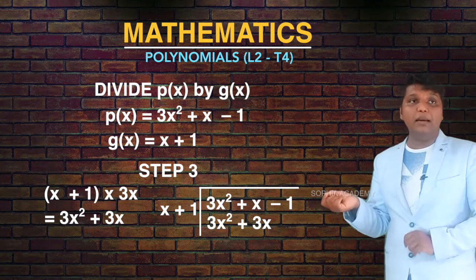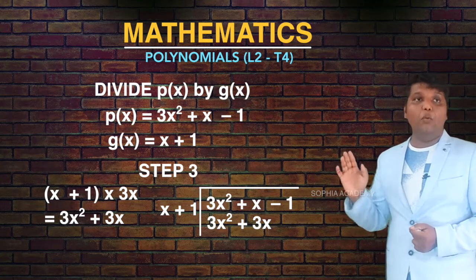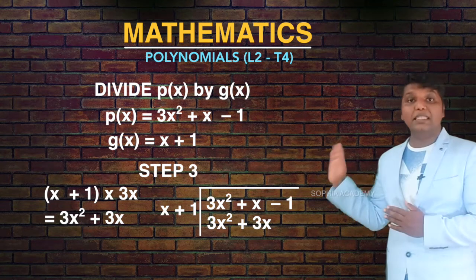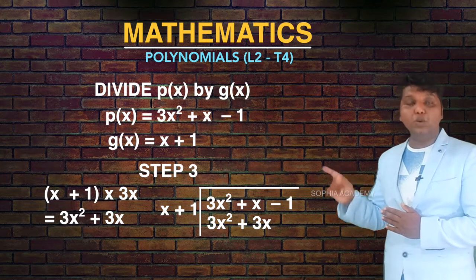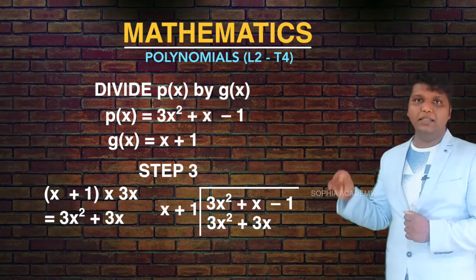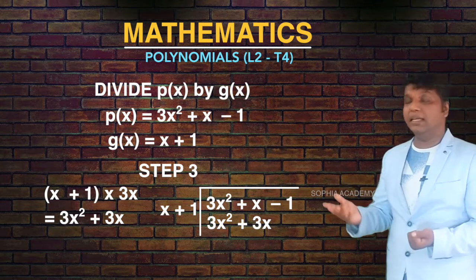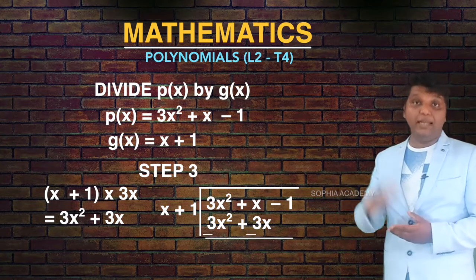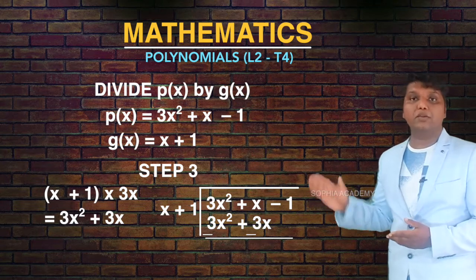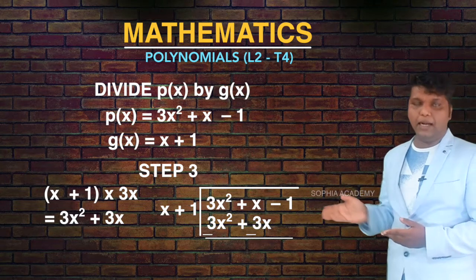So 3x square plus, now what is the next term? 3x into 1. 3x into x we wrote 3x square. Then 3x into 1. 1 is the second term of the divisor. 3x into 1 is 3x itself. So we will write 3x. We will draw a line. Now you have to find the difference between them. 3x square and 3x square. When you are subtracting them you will get 0.